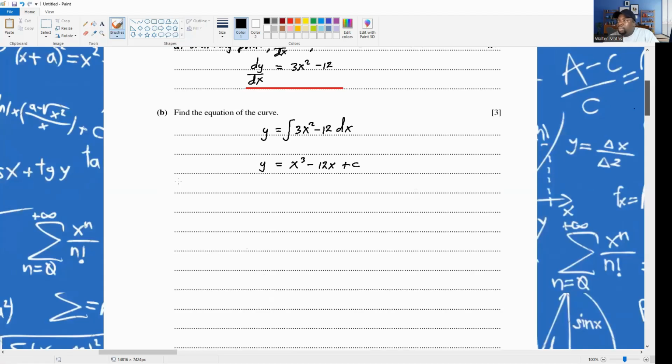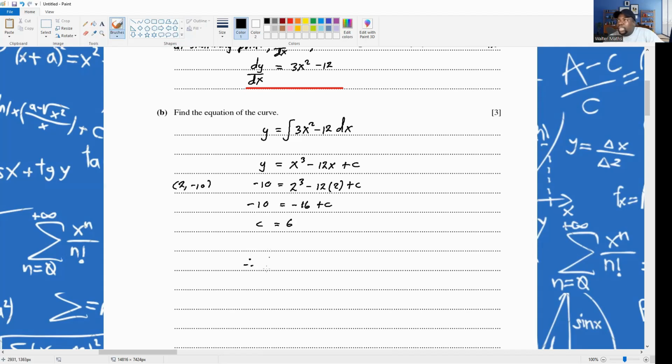Since we have the point (2, -10), it means when x is 2, y is -10. So that's 2 cubed minus 12 of 2 plus c. So -10 is equal to 8 minus 24, which is -16, plus c, and we get c equals -10 plus 16, so c will be 6.